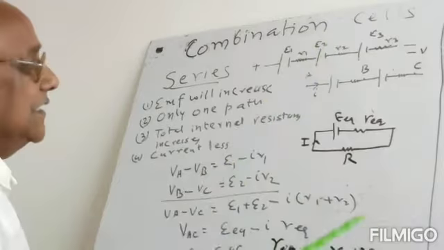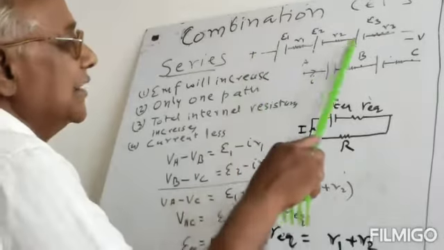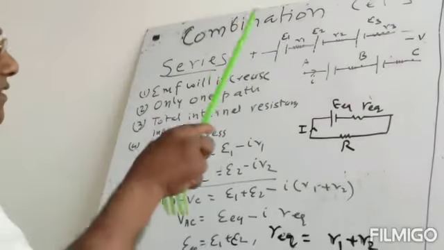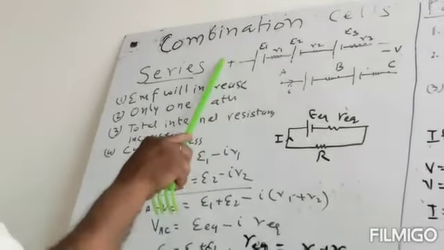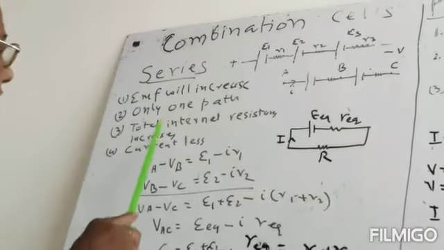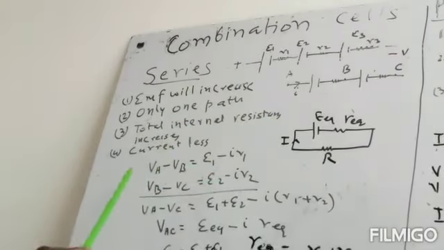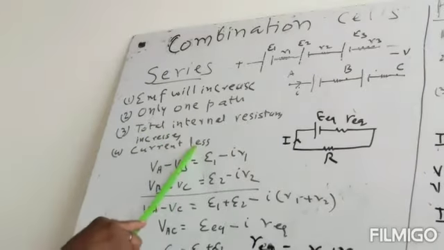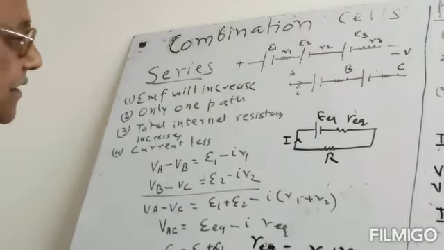As in the resistances, there is only one way of passing the current. Here also there is only one way of passing current. Now the EMF here in the series circuit will be more. There will be only one path for the current. The total internal resistances are added, so it will be more, and here the current in this circuit will be less because of the internal resistances. So for the sake of simplicity, we consider two cells.